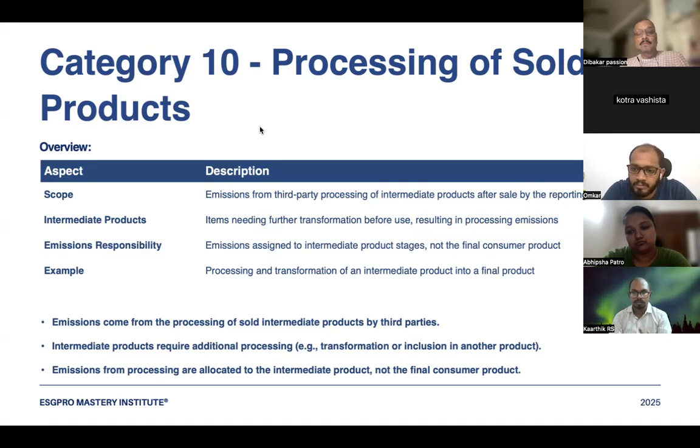Processing and scope 1 for franchisee, Omkar. Processing means processing of sold product. There you want to record. Yes, because we are frying it. No, because you have still not read the last category, which is category number 14, franchisee. That is why you are answering this. There is a specific category called franchisee.